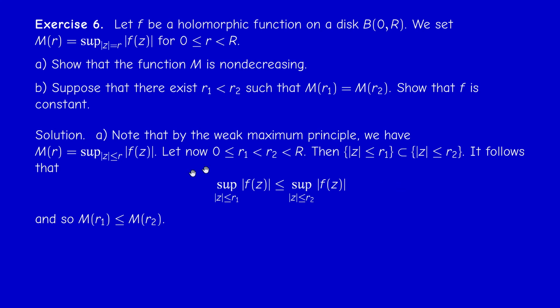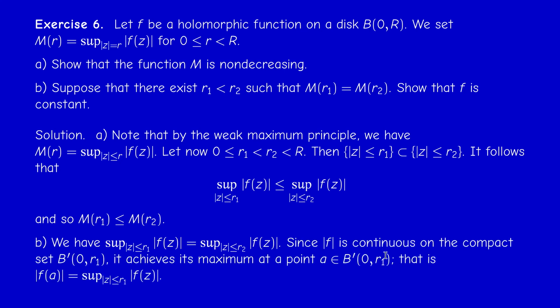Now, I could not have done this if I just took modulus of z equal r, because when the radius increases, there's no relation between the two circles, but there is an inclusion relation between the disks. Okay. Now, second question. Suppose that M of r1 equals M of r2 for r1 less than r2.